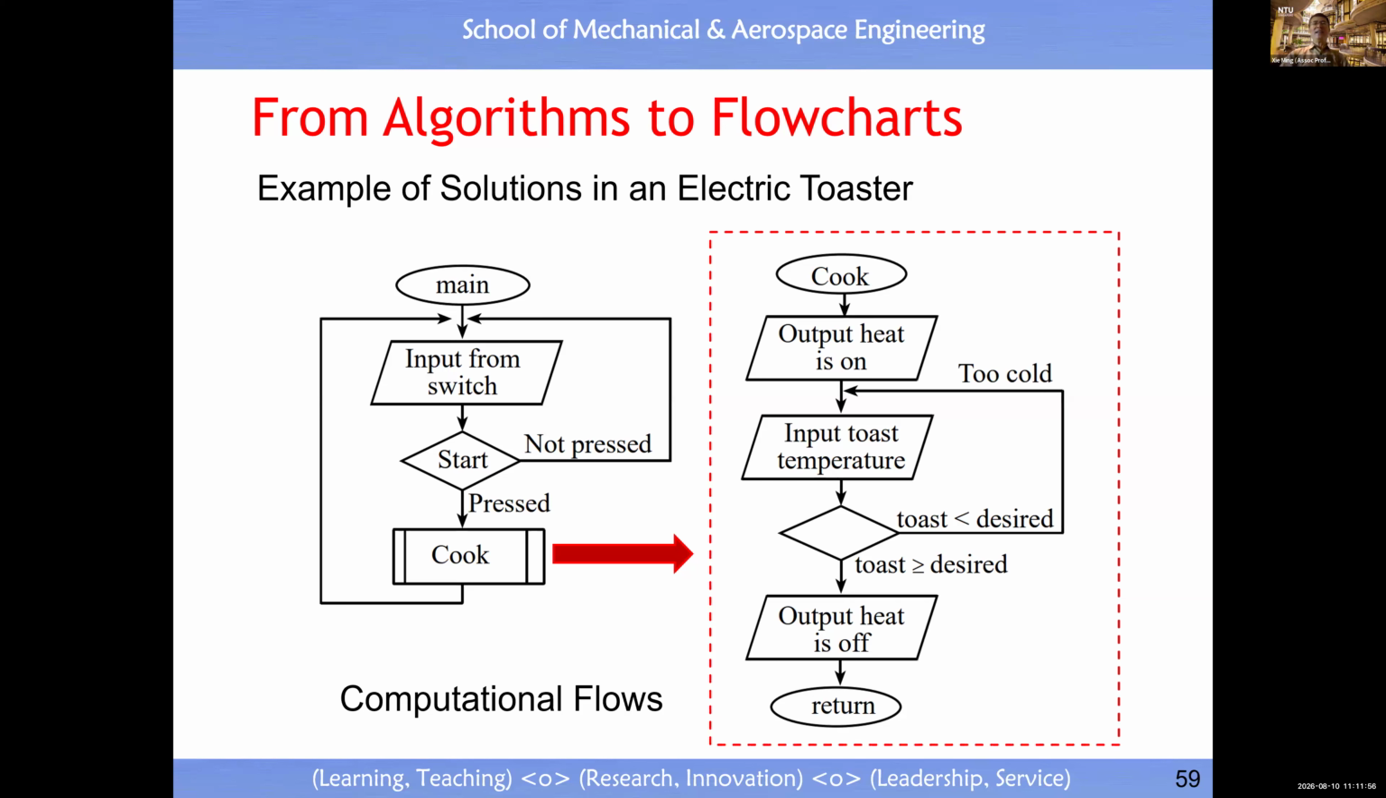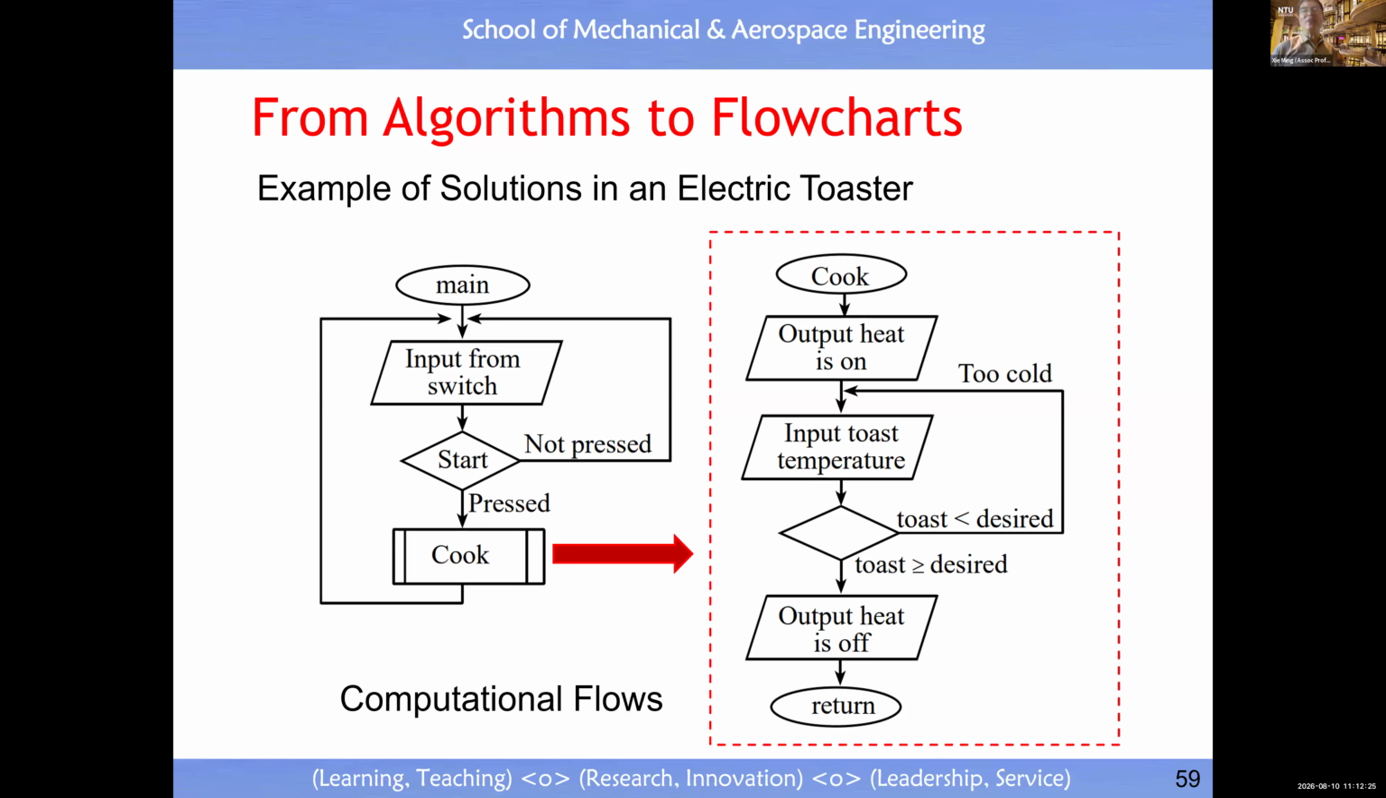Then the heater starts to increase the temperature. Then the bread will start to receive the thermal energy, then change color, whatever, right? Okay, so you see input from switch, start, cook, and then there's a loop. So you see the computational flow diagram. Hook means you press, you turn on the electric toaster.